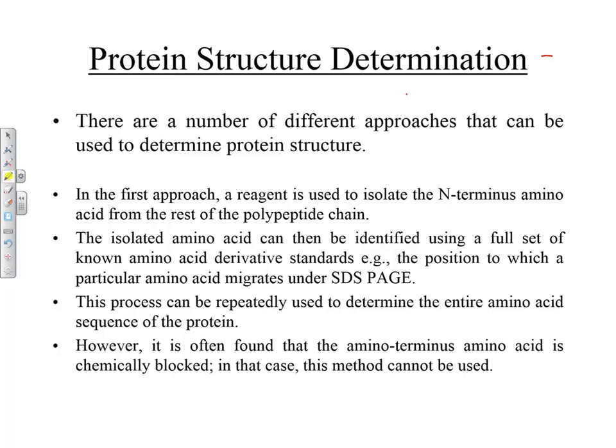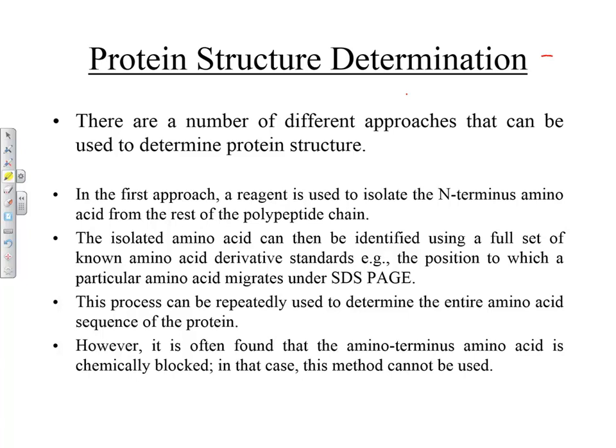If you have a protein that is 20 amino acids long, first cut out the first amino acid. See where it migrates. Figure out what amino acid that is, whether it's histidine, tyrosine, whatever. Then cut out the second one, and so on. Keep doing it, 20 times. It's a laborious procedure. So this process can be repeatedly used to determine the entire amino acid sequence of the protein.